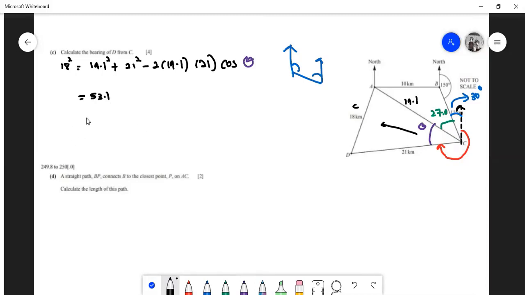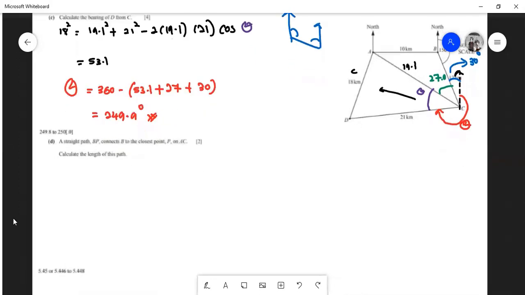So the bearing, I'll just put in red color, so that bearing, so this one, red color. So the bearing will be 360 minus 53.1 plus 27 plus the purple color. What's the purple color? That 30. So when you subtract all of this, you're going to get the bearing as 249.9 degree. As simple as that. All right.